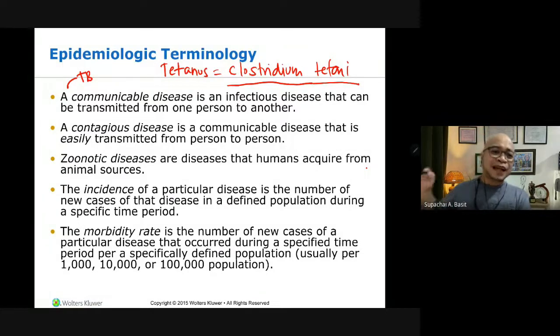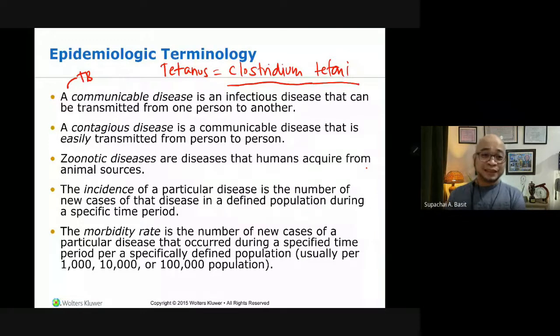Contagious is another form of communicable disease. It is a communicable disease that is easily transmitted from person to person. So TB can be considered contagious. Common colds can be considered contagious. COVID-19 can be considered contagious.